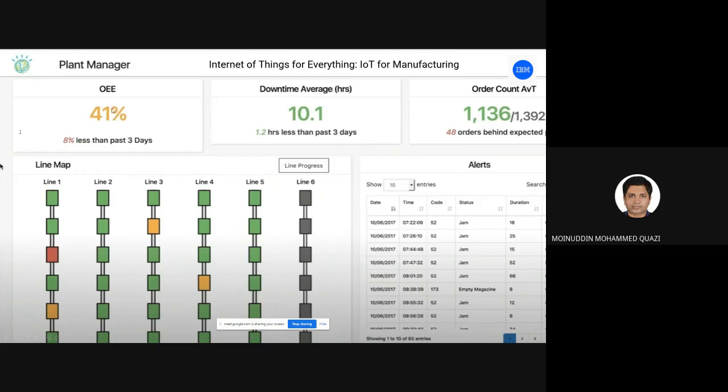So if you're going to click OEE, or overall equipment utilization, then you can see that it has been less than 8% in the past 3 days, and we are getting 5% less than the targets. So these are the cumulative KPIs which can be generated directly from the IoT manufacturing system.